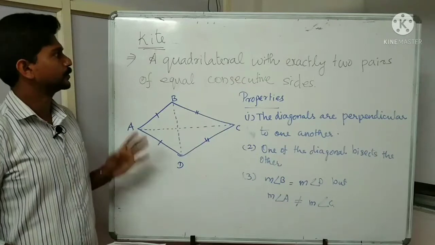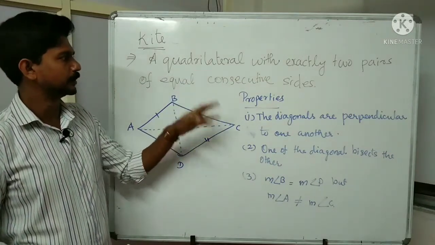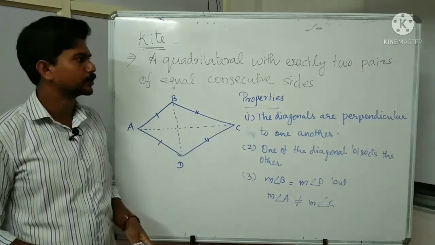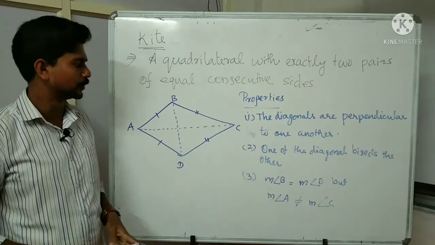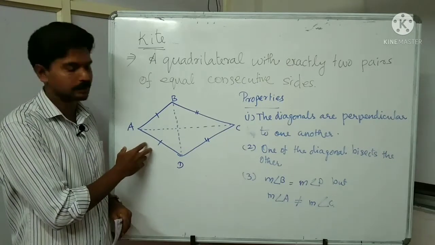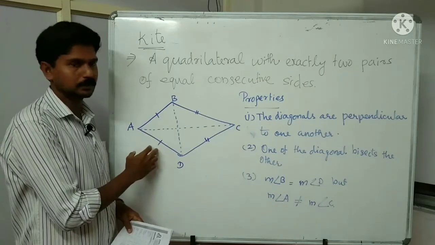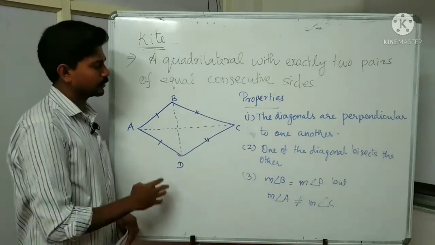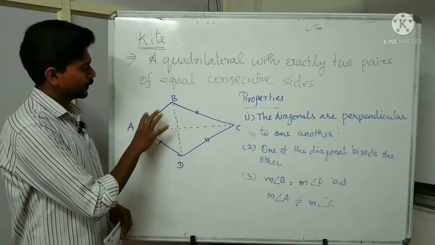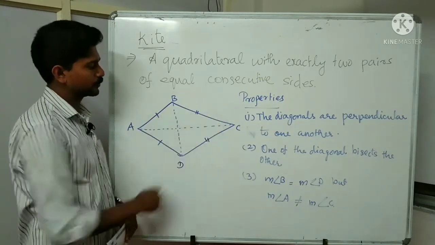Next we are going to see the kite. It's a kind of quadrilateral. In this one, exactly two pairs of consecutive sides are equal. Consecutive sides means very next, neighboring sides. They are equal, as in this picture. These two sides are equal, and also these two sides are equal. So here one pair, and here another one, so two pairs.